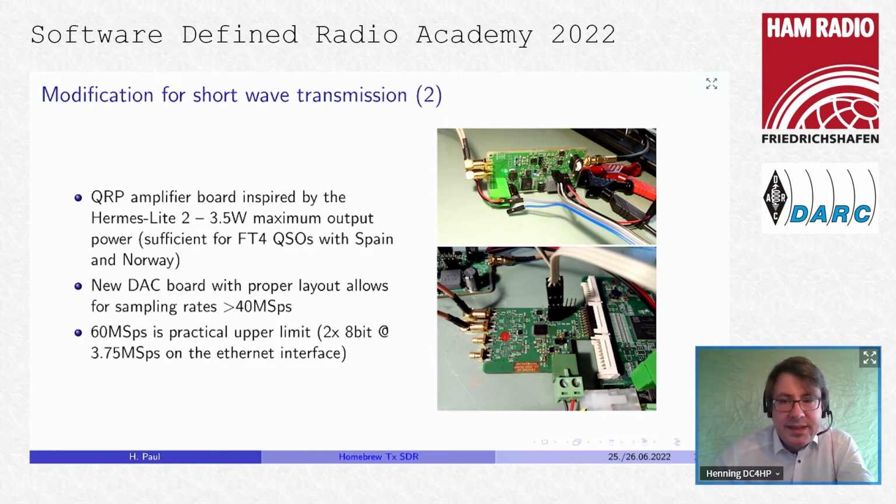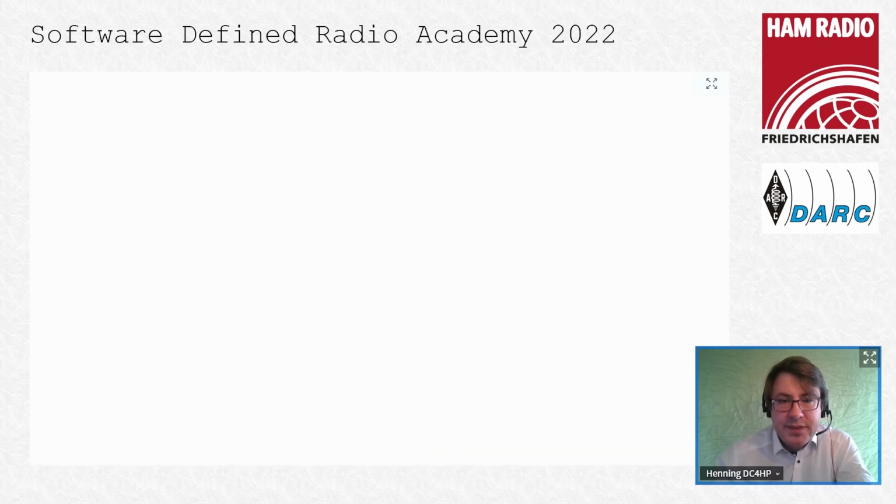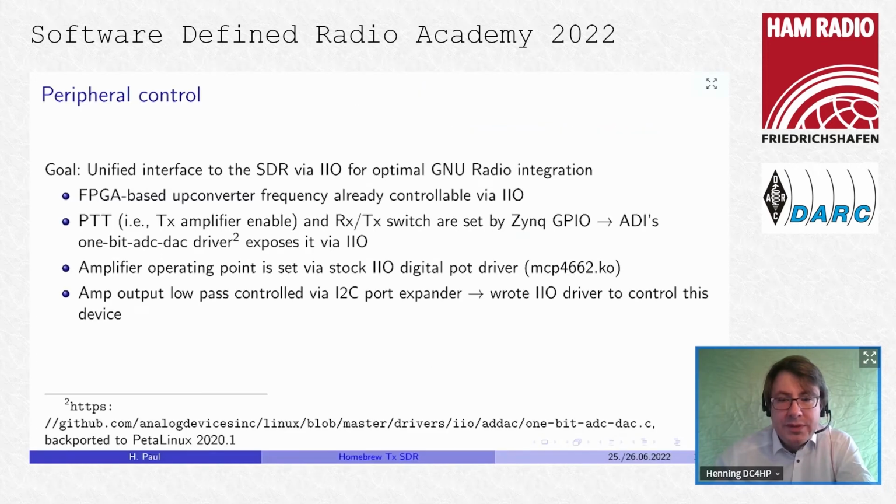That's the hardware. Of course, there's also a bit of software involved. This is what I will talk about next. The software has to control not only the signal processing chain, but also some peripherals. The software needs to control the up converter frequency. The software needs to control the amplifier enable and the transmit receive switch.